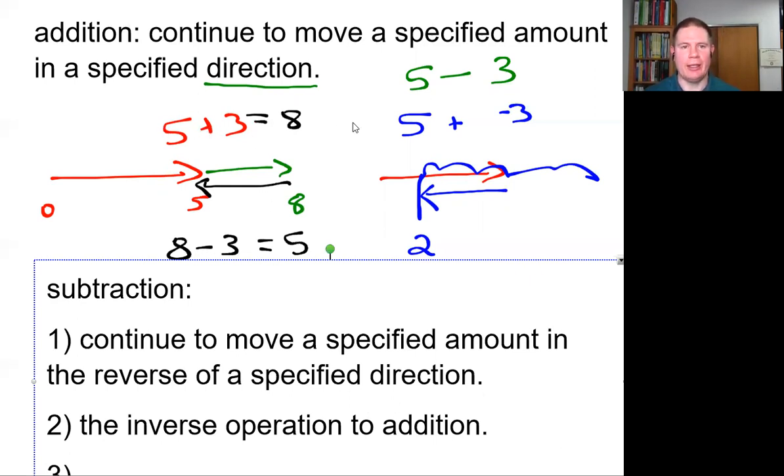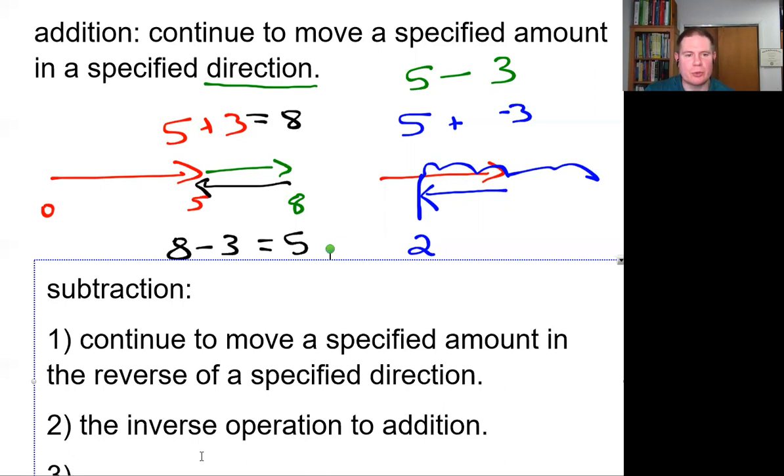We started at 5 and I added. From that new number, I subtract. That gets me back to 5. So long as I'm subtracting and adding the same amount here, right? We'll talk about other pairs of inverse operations, but addition and subtraction make an inverse pair. They're inverse operations of each other, or inverse operations to each other.